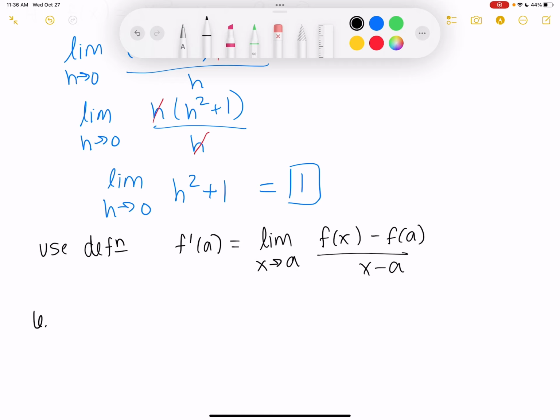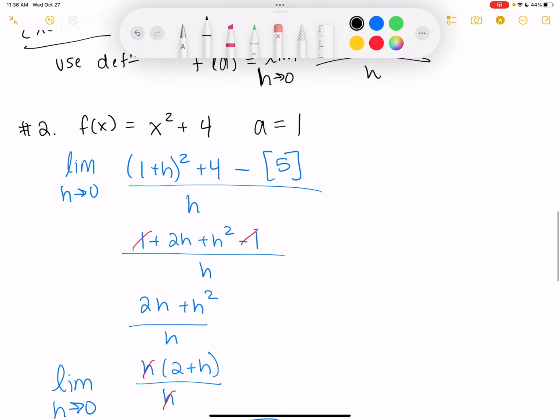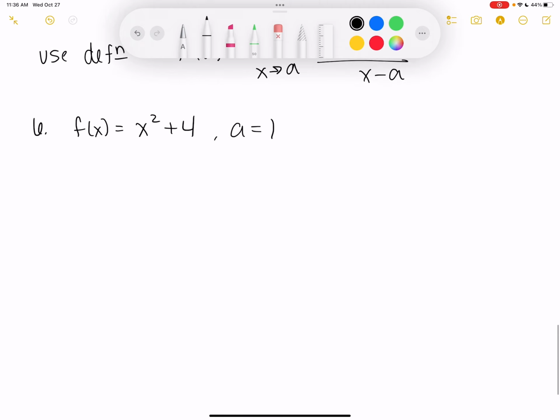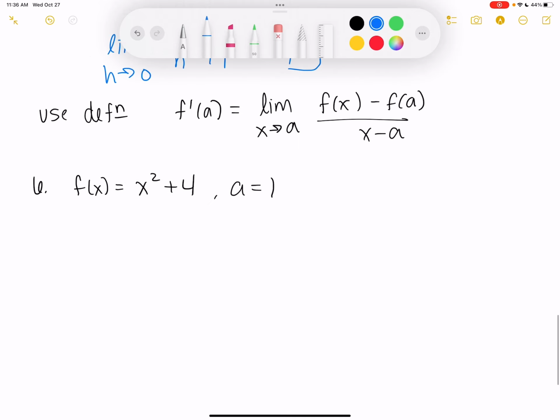So number 6, we have f of x is equal to x squared plus 4, and a is equal to 1. So you'll notice that's the same problem from number 2. So we're just going to verify that both definitions essentially give you the same answer. So the limit as x approaches 1, we leave it as f of x initially, so x squared plus 4 minus, we're going to plug in 1 for x, so 1 plus 4, all over x minus 1.